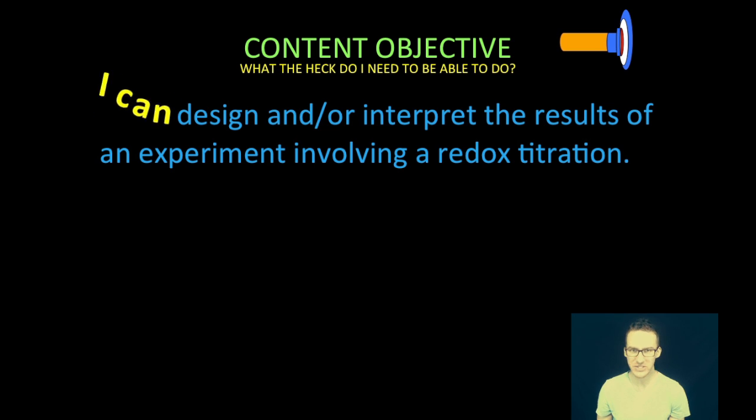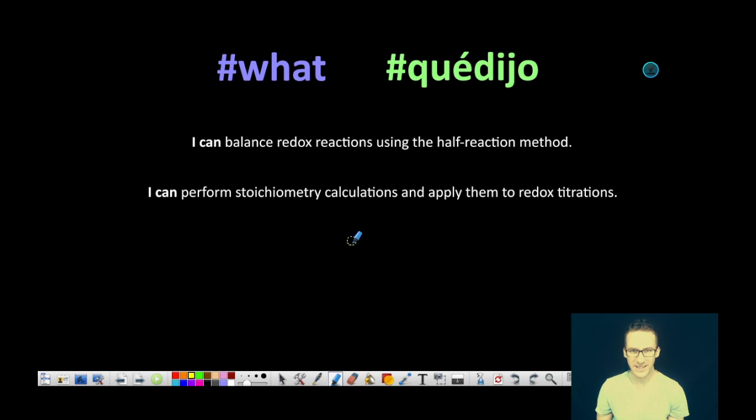Today, we are going to design and or interpret the results of an experiment involving a redox titration. So similar idea as your acid-base titration, except instead of a neutralization reaction, we're talking about a redox reaction that has a hopefully pretty nice color change. All right, so let's break that down a little bit.